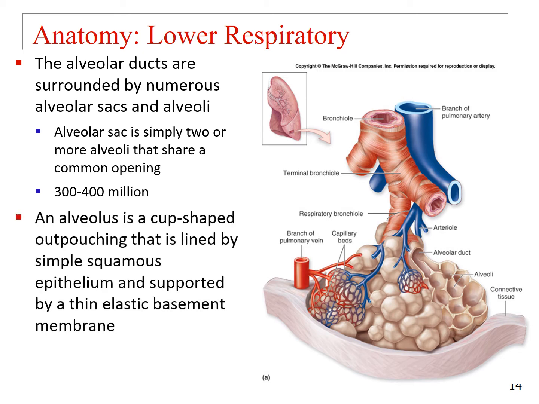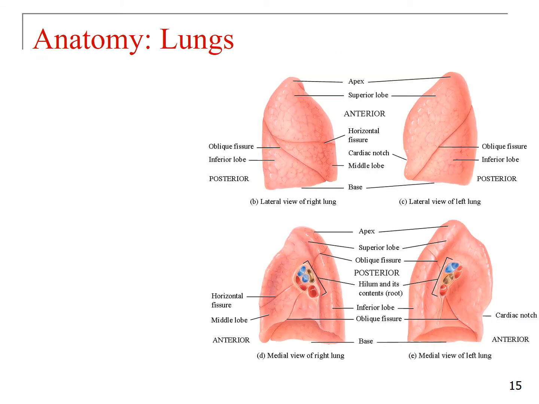And so what is an alveolus? It's sort of this cup or sphere-shaped pouch of simple squamous epithelium that gets supported by a really thin elastic basement membrane. Now it's important that the basement membrane be thin so that gases can diffuse through it, and it's also very important that it be elastic so that it can both expand and return to its original size.